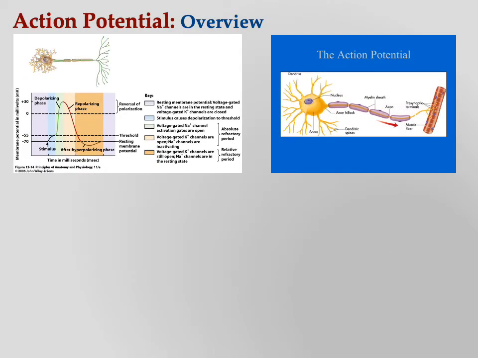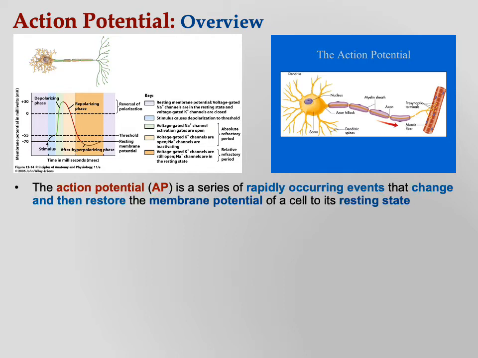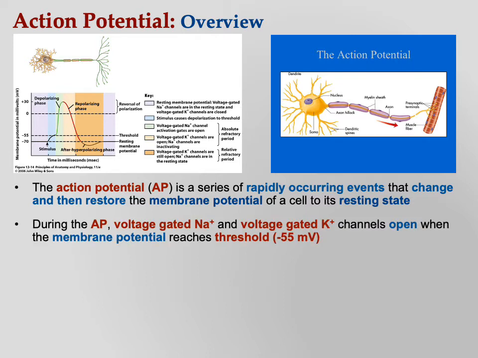So now we're ready to look at the details of the action potential, which we're going to look at an overview here, and then we're going to dive in the next PowerPoint. So let's look at the overview. Action potential is a series of rapidly occurring events that change and then restore the membrane potential of a cell to its resting state. So during the action potential, we have voltage-gated channels.